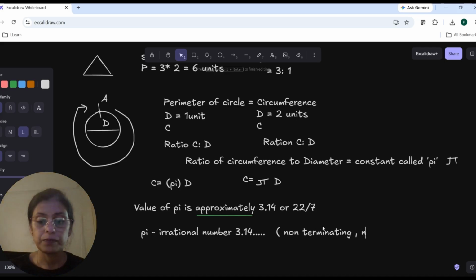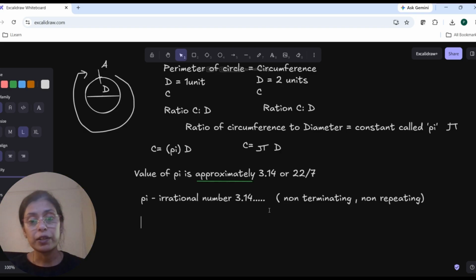Non-terminating, non-repeating, or non-recurring, you can say. Okay. Now, there was an interesting fact when you see this 3.14, right?